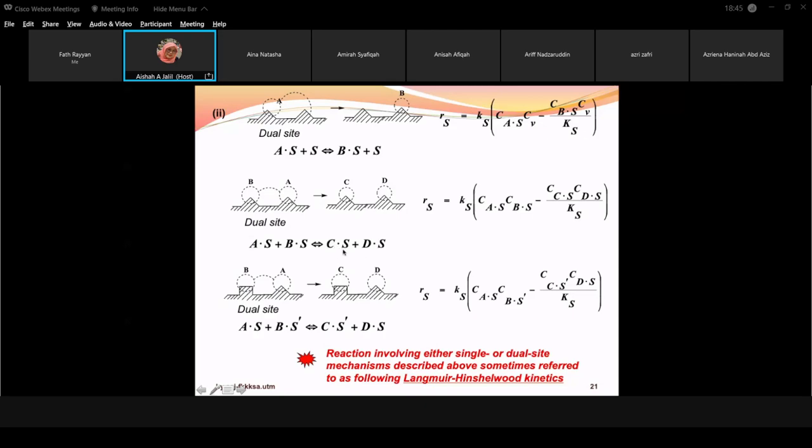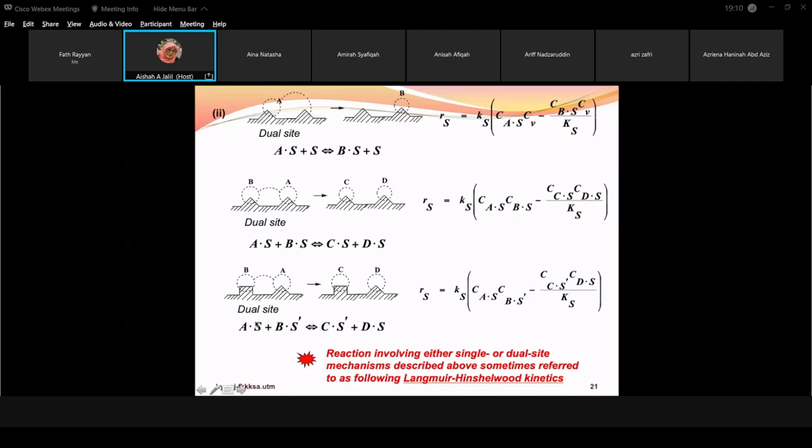And then the product also C and D. So we have all occupied sites. Okay, A and B for the reactant, and then C and D for the product. So from this we can write like this. Okay, and then this is a different type of site. Okay, you can see the shape is different. So we can write like this.